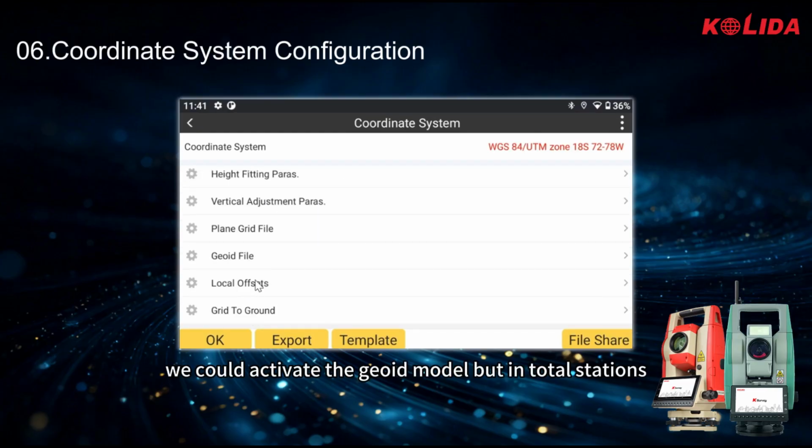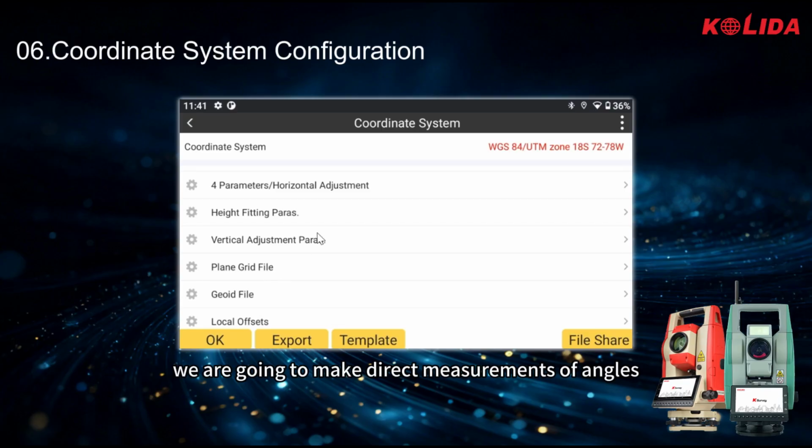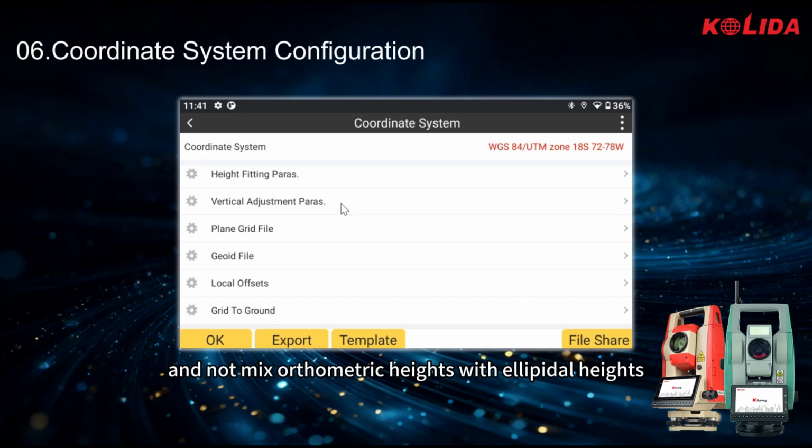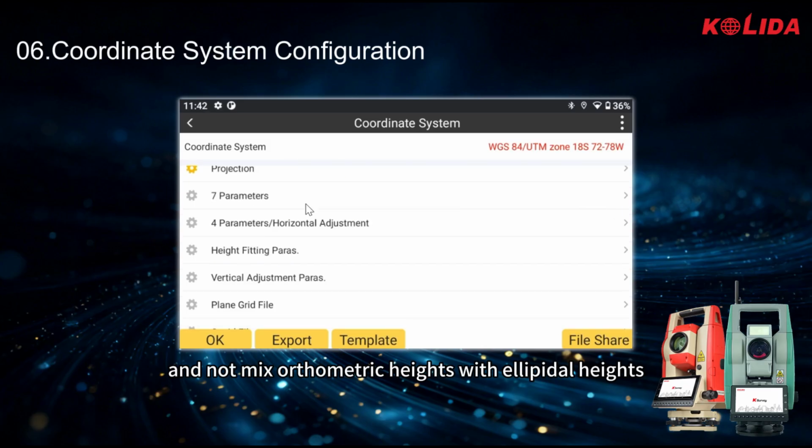We could activate the geoid model, but in total stations, geoid models are not used. We are going to make direct measurements of angles and distances. So the coordinates of the topographic control, where we station the N2, and where we do all the references backside, etc., must already be in orthometric heights. We have to be very careful with that and not mix orthometric heights with ellipsoidal heights.